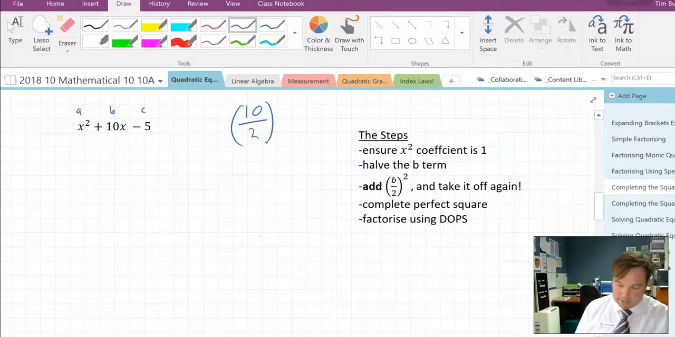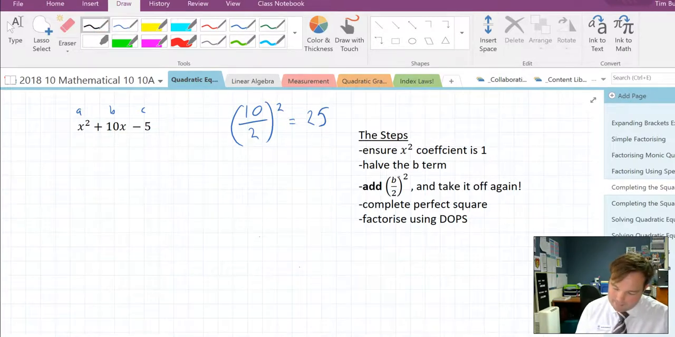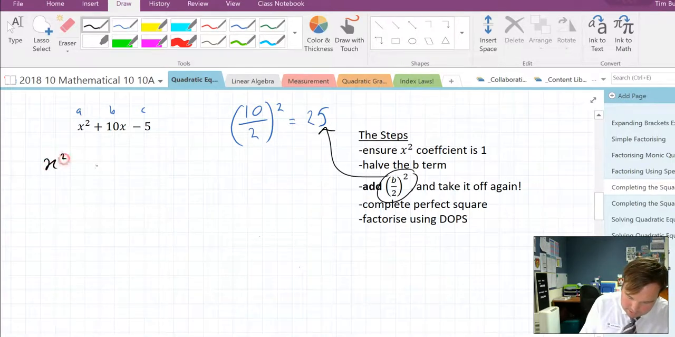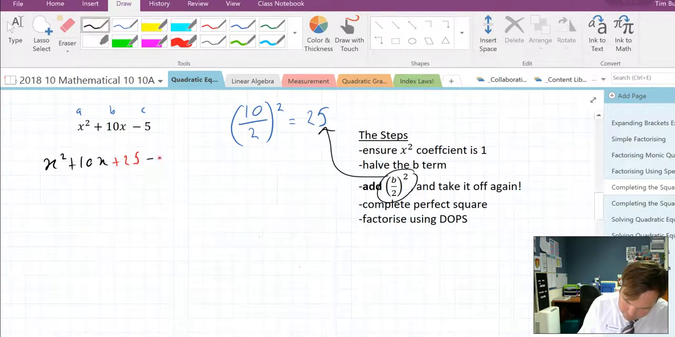Halve the b term, and then we're going to square it. Squaring that gets us to 25. 10 on 2 squared is 25. And what we're going to do here is add that b on 2 squared, that's our 25, add it on and take it off again. So we're going to write this as x squared plus 10x plus 25, take 5, take 25.